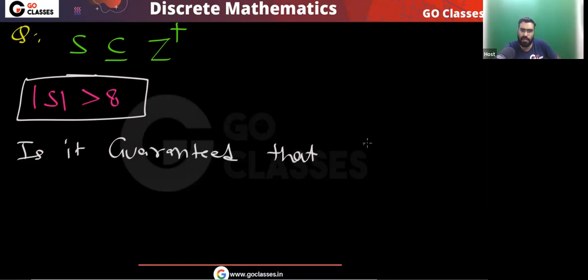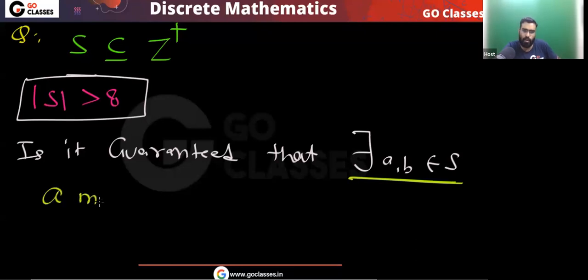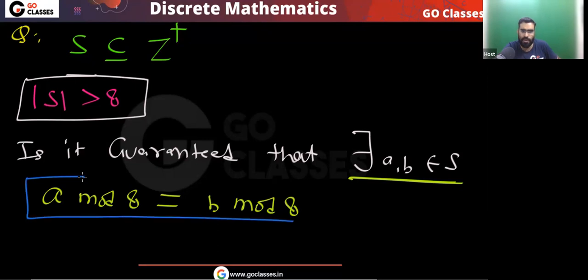Is it guaranteed that there exist A, B in this set S such that A mod 8, when you divide A by 8, is the same as B mod 8? Means the remainder is the same when you divide by 8. Can you guarantee this? Tell me.